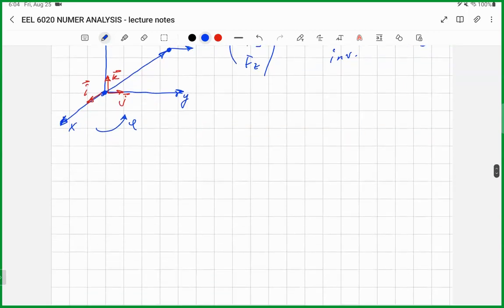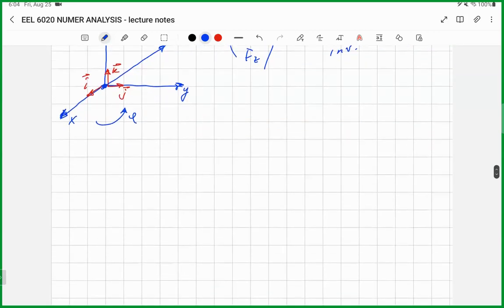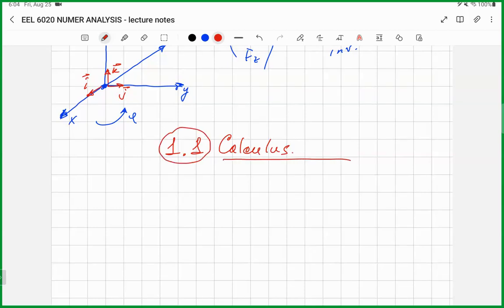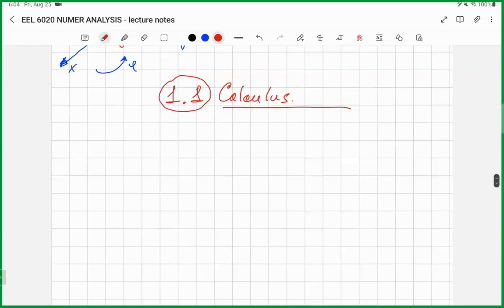Okay, so saying this, let me start the first topic today. Let's number it 1-1, and it's called calculus. We're doing just a recap of calculus, basically the things that you know very well.